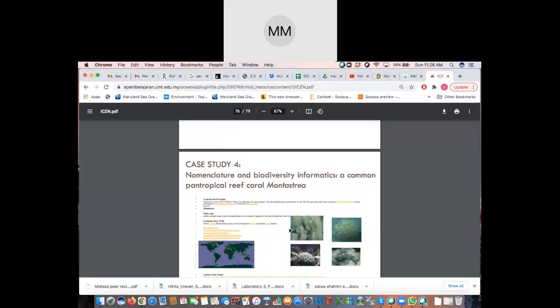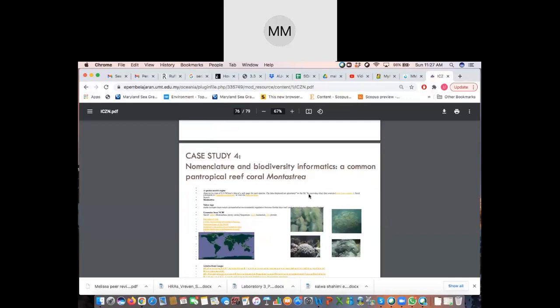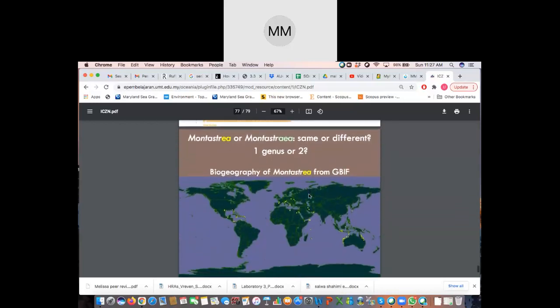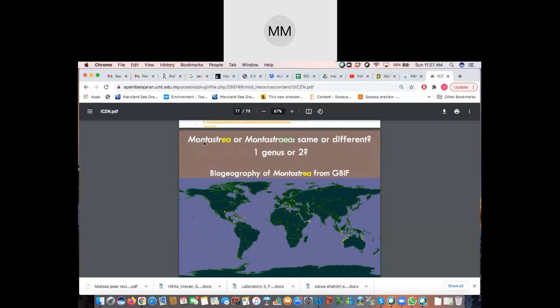And then another case study of nomenclature and biodiversity informatics: a common pantropical coral, Montastraea. It's not only about writing the genus and species name properly, but sometimes you disregard how it is spelled. So now I'm going to give you another example of why taxonomists get particularly irritated if you don't spell it properly. Sometimes there are cases where, in this example, we have Montastrea or Montastraea.